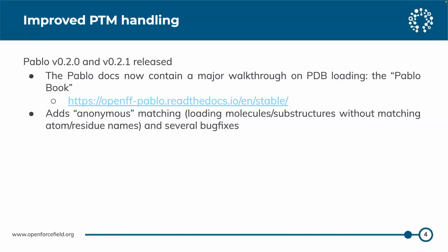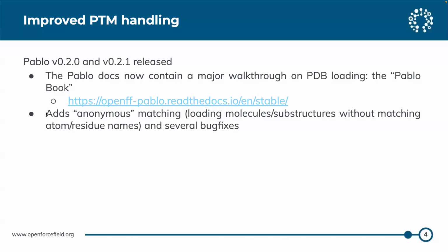Now we have a Pablo book. It's maybe a 20-minute read, but this goes kind of soup to nuts of PDB loading in the OpenFF ecosystem. You can see different options for different situations. And generally, I think Josh did a really good job with this, so I'd encourage you to read it. This is available just on the Pablo documentation page. There's a subsection now in the headers called the Pablo book.